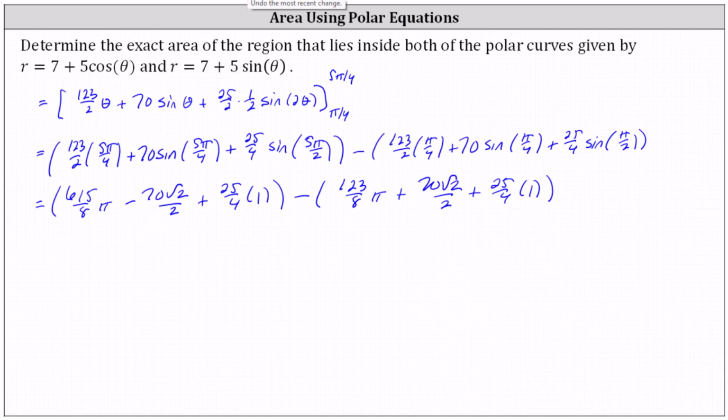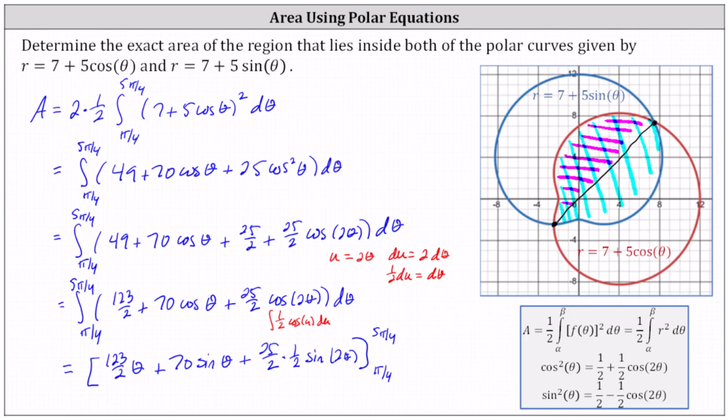Let's simplify one more time. Here we have 25 fourths minus 25 fourths, that's 0. And 615 divided by 8 pi minus 123 divided by 8 pi simplifies to 123 divided by 2 pi. And notice 70 divided by 2 is 35, so we have negative 35 square root 2 minus 35 square root 2 again, which gives us minus 70 square root 2. This is the total area of the bounded region of the two polar curves.